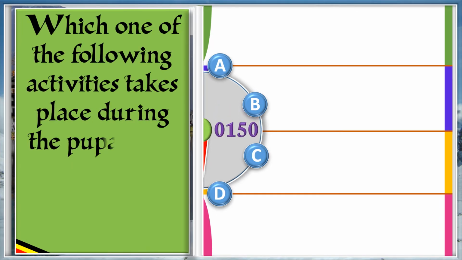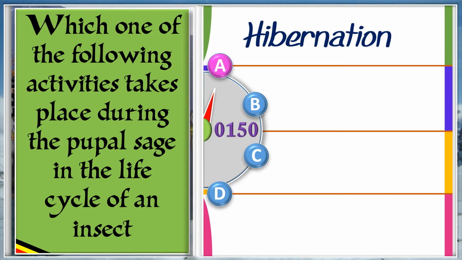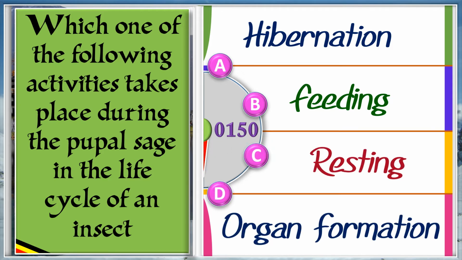Which one of the following activities takes place during the pupal stage in the life cycle of an insect? A. Hibernation. B. Feeding. C. Resting. D. Organ formation. And the answer is D. Organ formation.